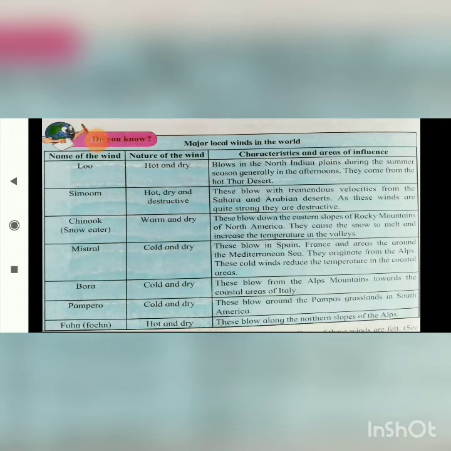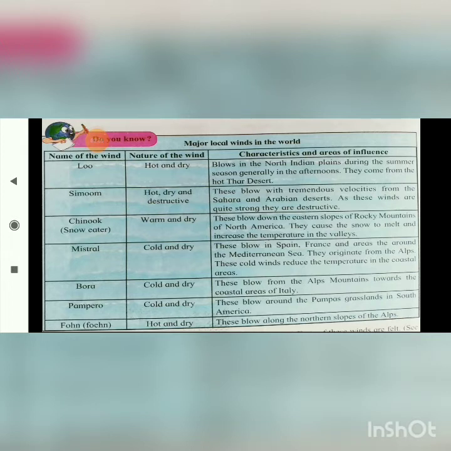Next is called Chinook, the snow eater. What is the nature of this wind? It is very warm and dry. These blow down the eastern slopes of the Rocky Mountains of North America. They cause the snow to melt and increase the temperature in the valleys.